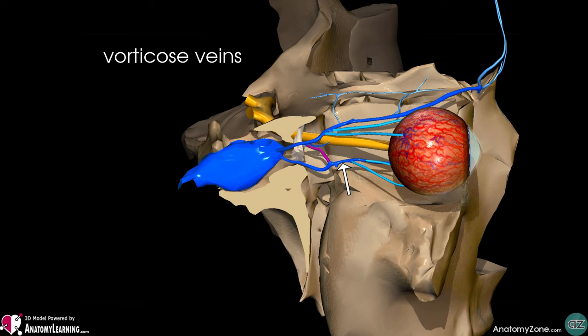The ophthalmic veins then drain into the cavernous sinus, which you can see here situated within the sphenoid bone, just lateral to the sella turcica. In addition to these veins, there is also a central retinal vein, which you can see here. This accompanies the central retinal artery.